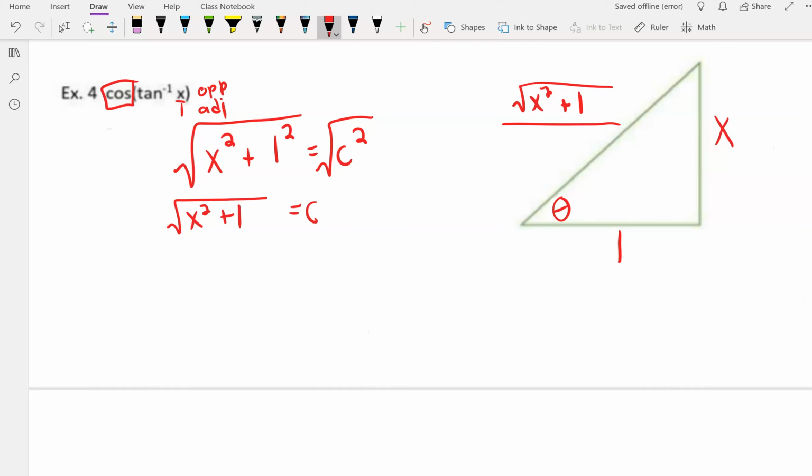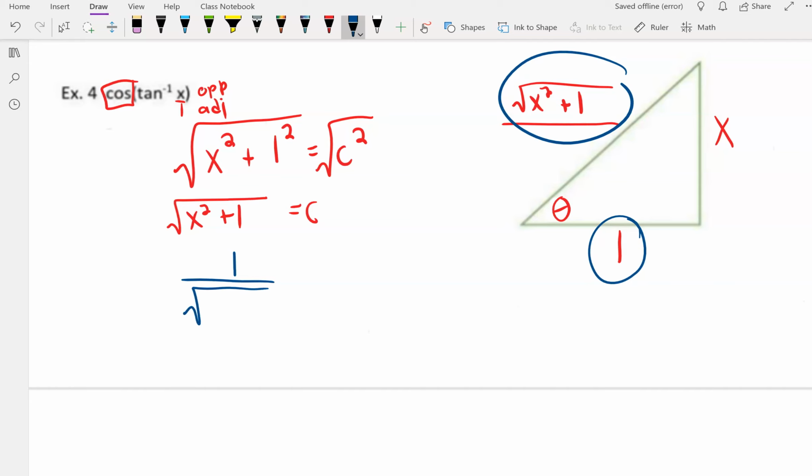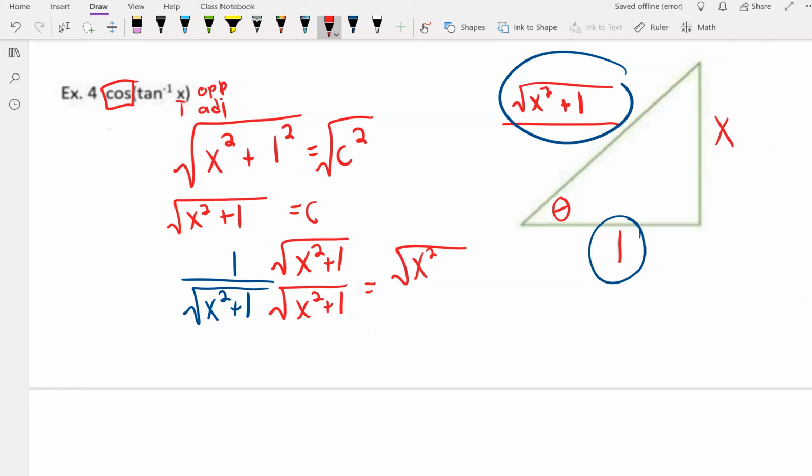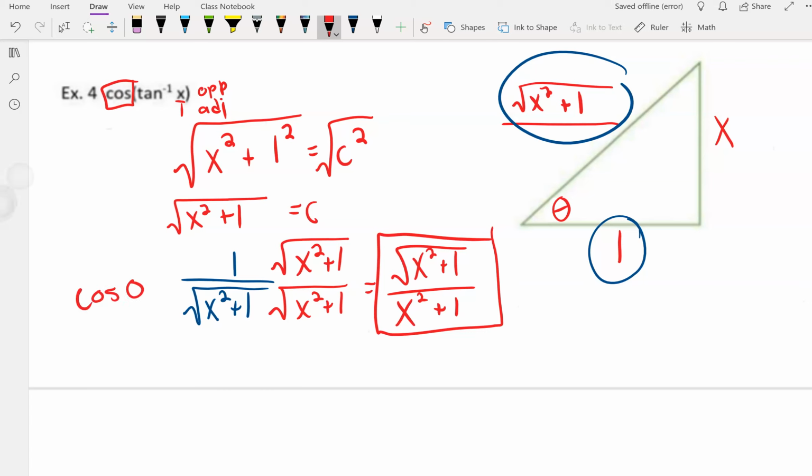And then we're going to do cosine. Adjacent over hypotenuse. So adjacent is 1 over hypotenuse, which is root x squared plus 1. But here's the tricky part. We can't leave our answer like this because we can't have a radical on the bottom. So we rationalize by multiplying top and bottom by the square root of x squared plus 1. We end up getting an answer of root x squared plus 1 over, the roots cancel on the bottom, we're left with x squared plus 1. And that's our answer for cosine of theta.